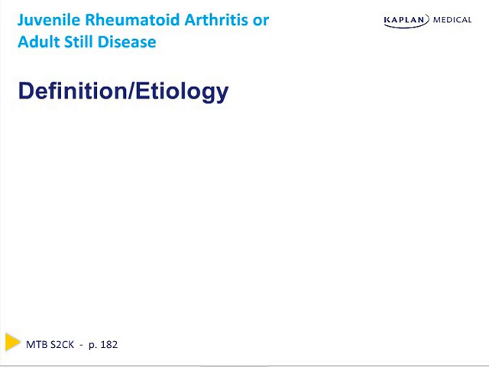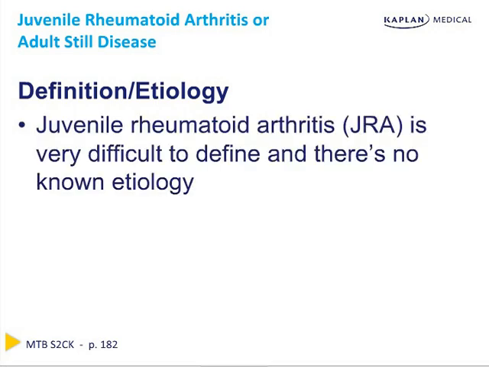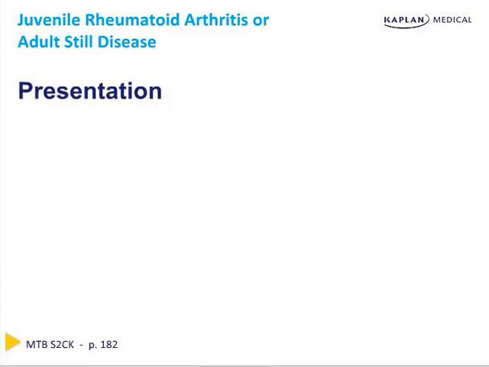Now we're going to talk about juvenile rheumatoid arthritis, also known as Still's disease. Juvenile rheumatoid arthritis is very difficult to define as there's no known etiology. This does not stop it, however, from appearing on virtually every USMLE exam as either the correct answer or one of the distractors. So how does somebody with juvenile rheumatoid arthritis present?